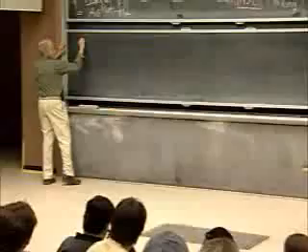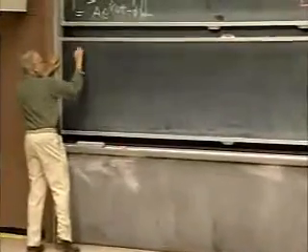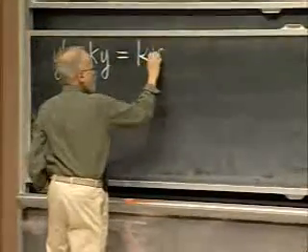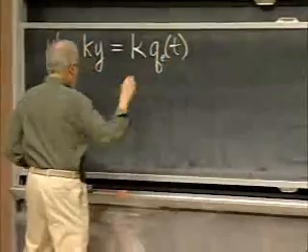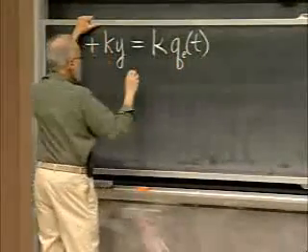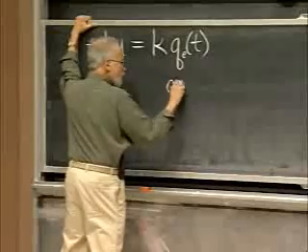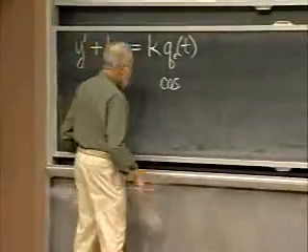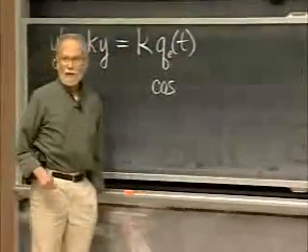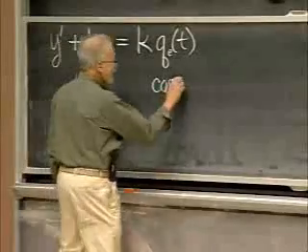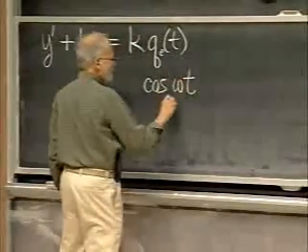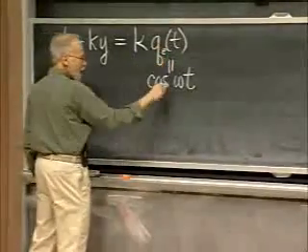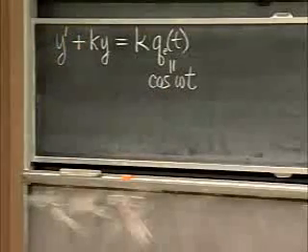What's going on roughly is that I'm going to take the equation in the form y prime plus ky equals k times q of t. And the input that I'm interested in is a simple one that you used on the visual that you got 2 points worth of work for handing in today, cosine omega t. So q of t is cosine omega t. That was the physical input.